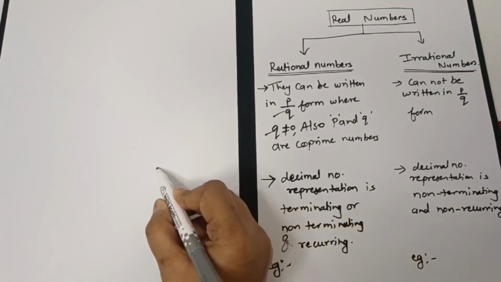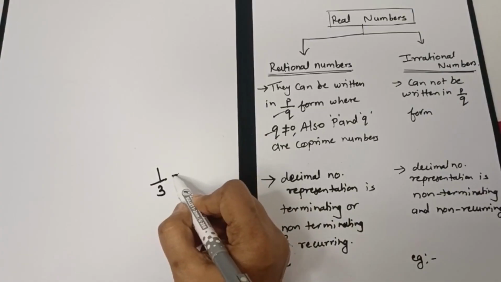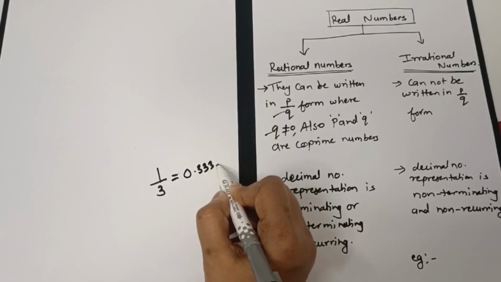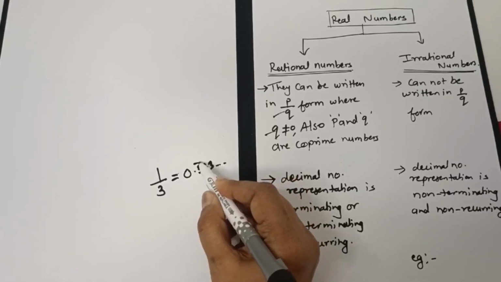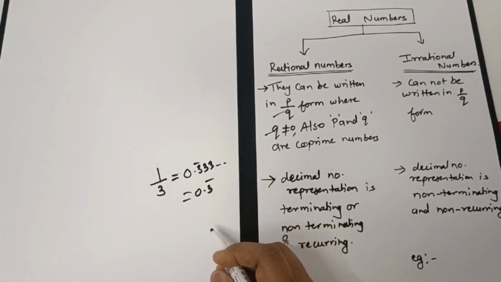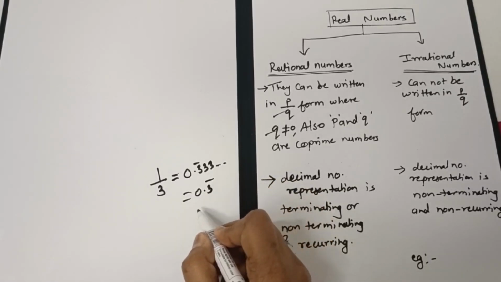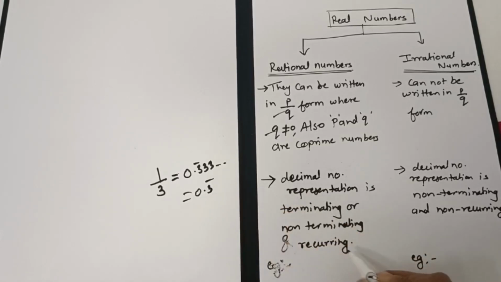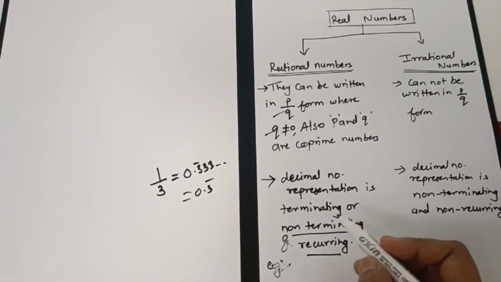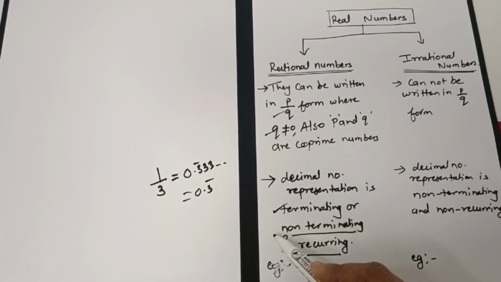I'll take the example of 1 by 3. If I get the decimal of this, it is 0.333 dot dot dot. You can see 3 is recurring, so I can write this as 0.3 bar. So this is a rational number because it is non-terminating and recurring. Always remember, the decimal number representation of a rational number will always be either terminating, or non-terminating and recurring.